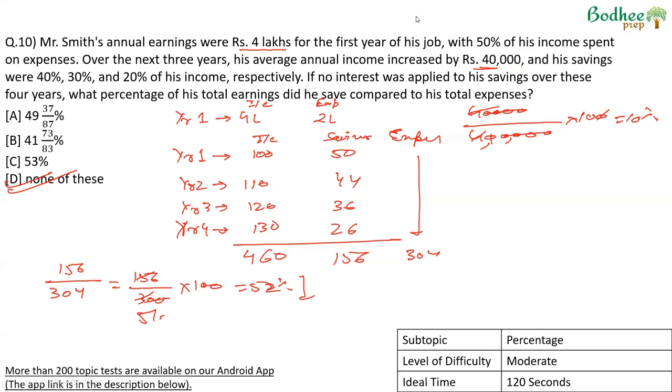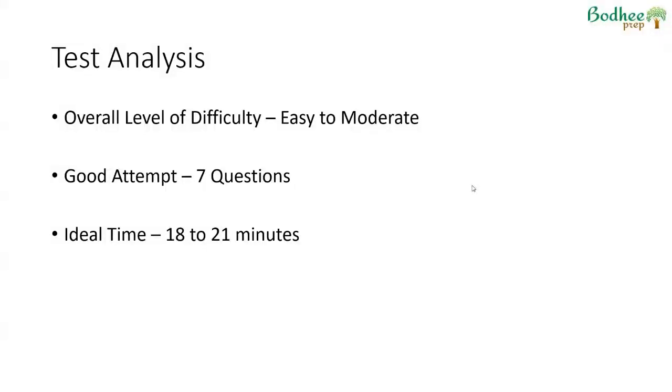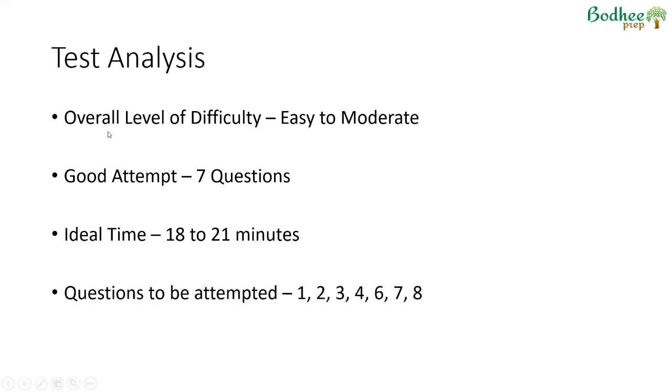Now, in terms of overall level of difficulty for this test, as I initially said, easy to moderate level of paper, about 7 good attempts, and time for the test would be 18 to 21 minutes. What are the questions that I would look at? For me, it will be 1, 2, 3, 4, 6, 7, and 8. Which are these questions?